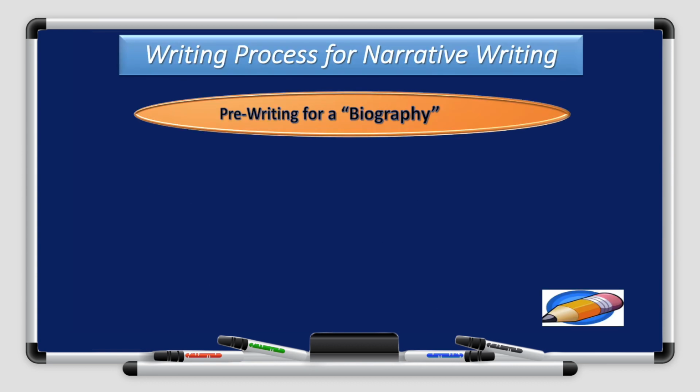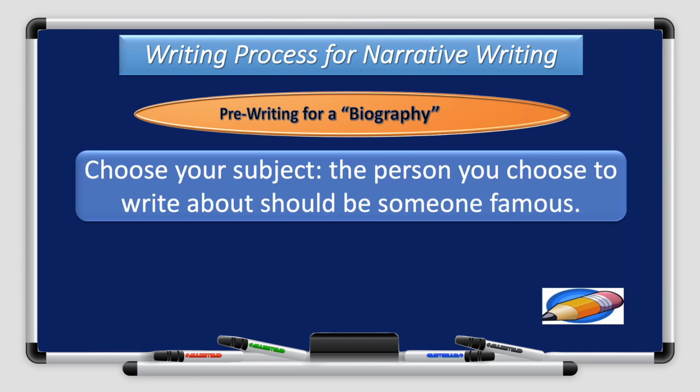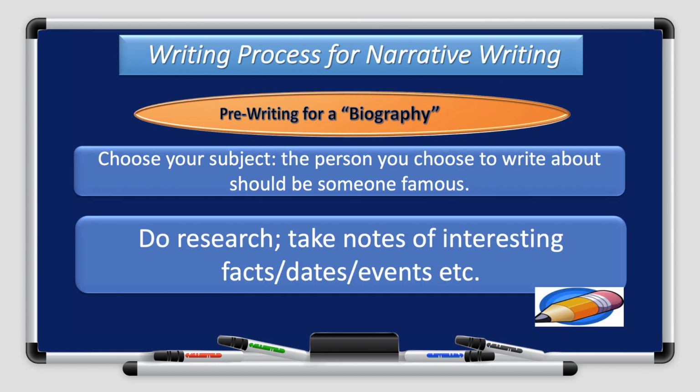Let's start with the pre-writing. We will focus on pre-writing for a biography. What are you supposed to do in the pre-writing stage? It is basically the planning stage. For a biography, you are going to choose your subject. The person you choose to write about should be someone famous. So make sure it's someone that you can find articles about, or that when you research you can find information about. Do your research. Take notes of interesting facts, dates, events, accomplishments, etc.